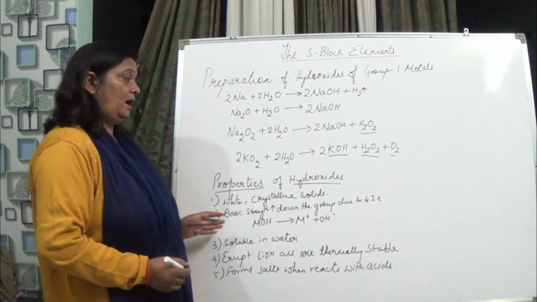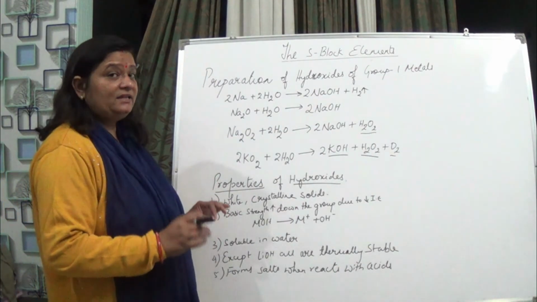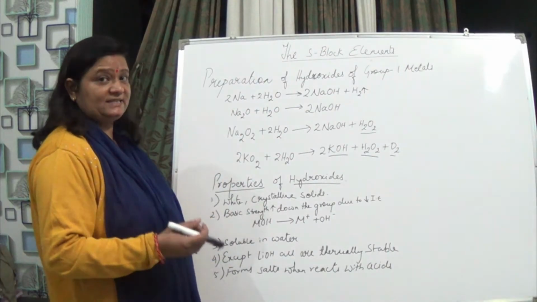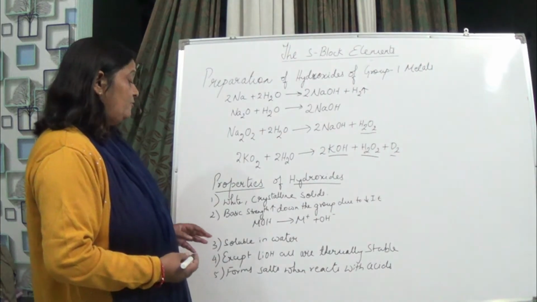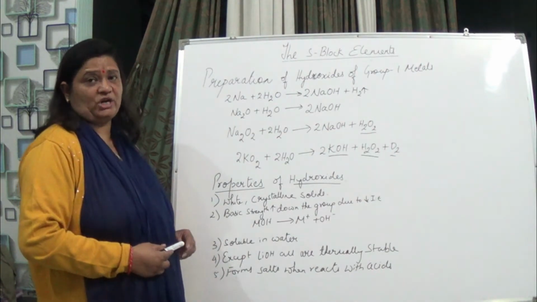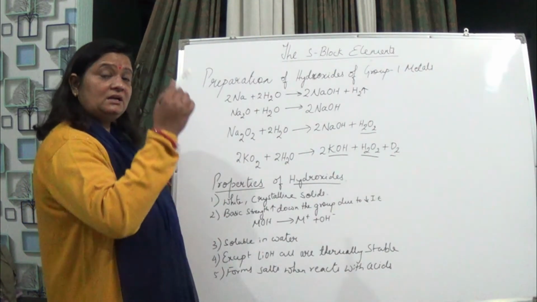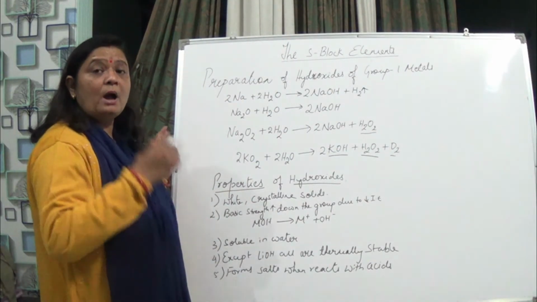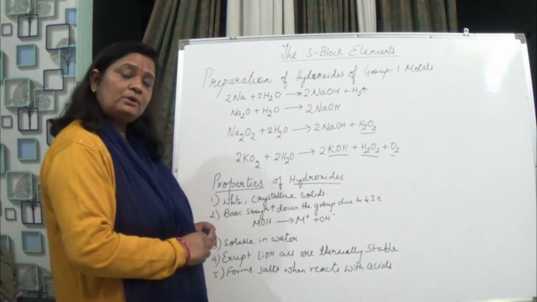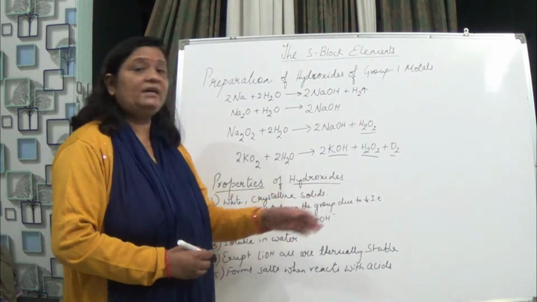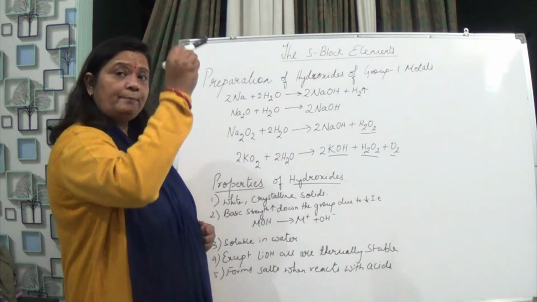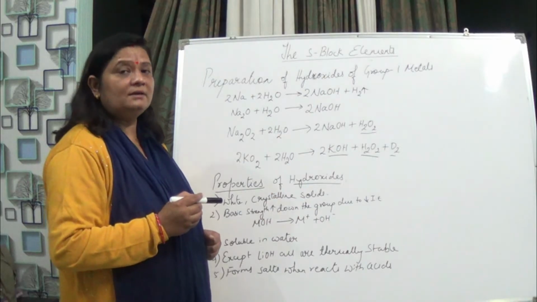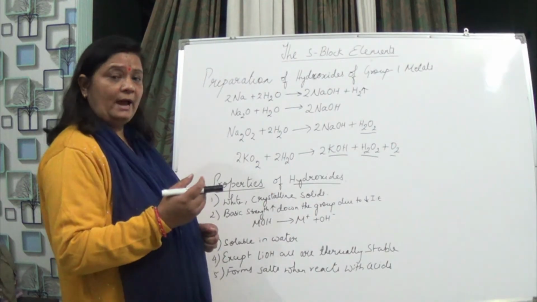They are white in color and crystalline solids. We find them in the lab in pellet form, as they are crystalline in nature. When we look at the basic strength, it increases down the group. Why does it keep increasing down the group? Because as we go from top to bottom in the group, what happens? The ionization enthalpy decreases.